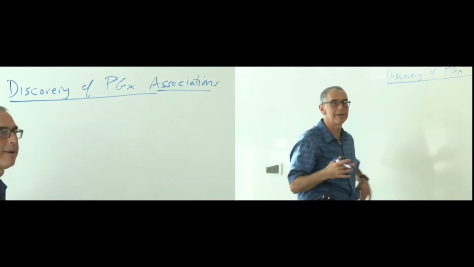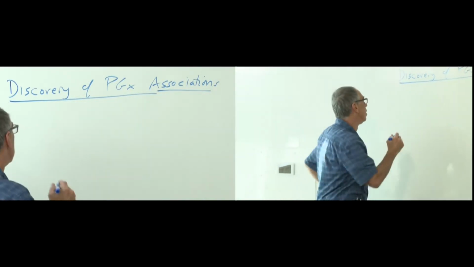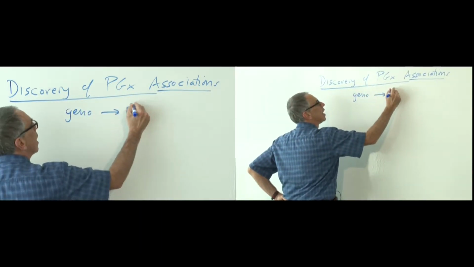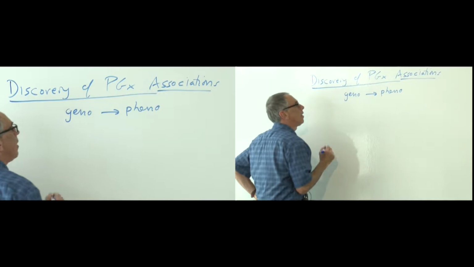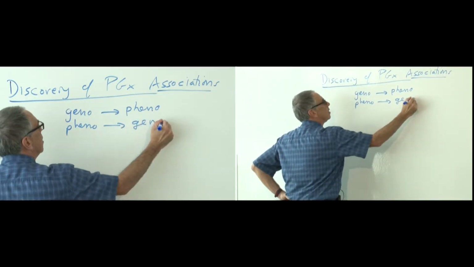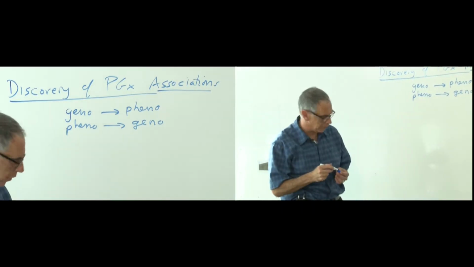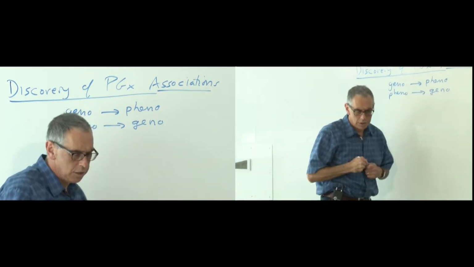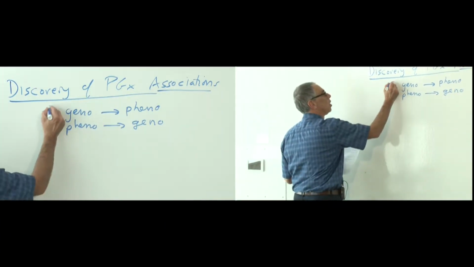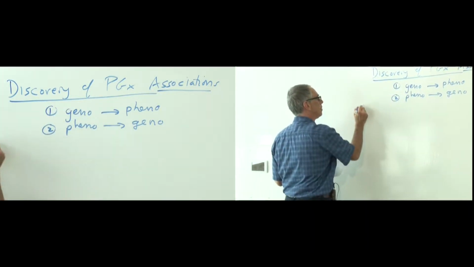In general, you can think about two broad approaches. One would be called genotype to phenotype. And the other would be called phenotype to genotype. So let me just give you the general idea for each of these methods. In the genotype to phenotype, so this is 1, this is 2, now we're talking about 1.